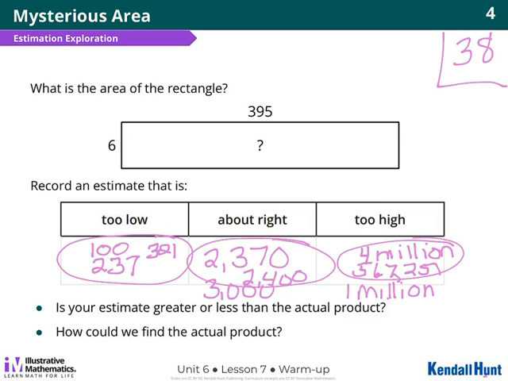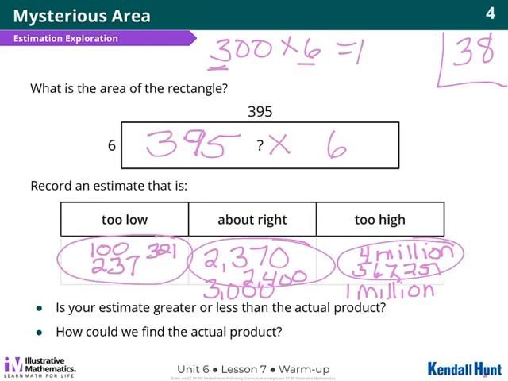Hadley, how could we find it? You could multiply the side lengths that are given to you. So to find the area, I would just do 395 times 6, right? Now, I'm going to quickly break that apart and multiply. I don't have a whole lot of room. 300 times 6. 3 times 6 is what, guys? 18. 2 zeros.